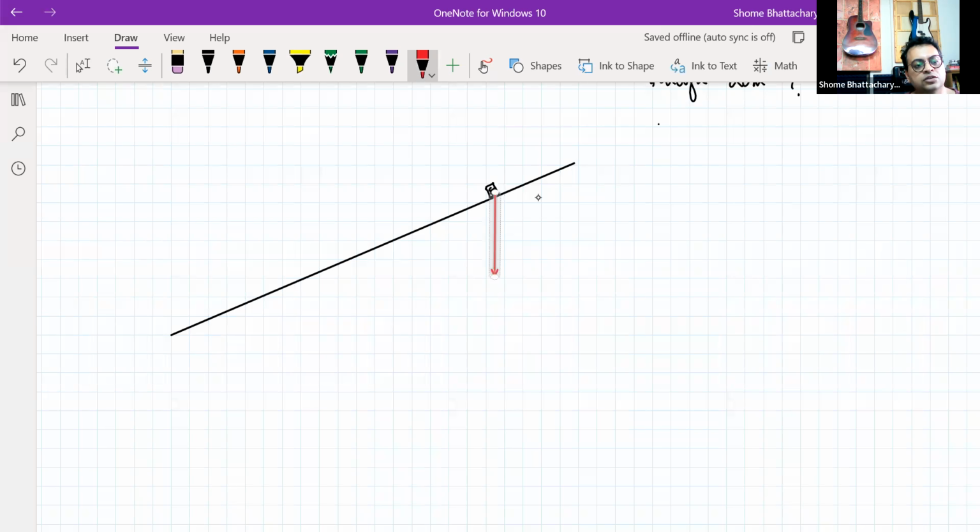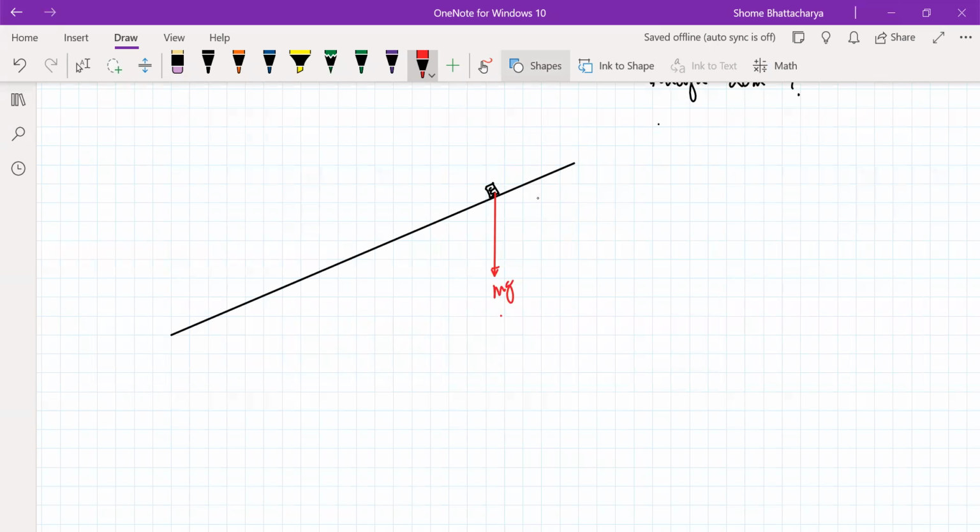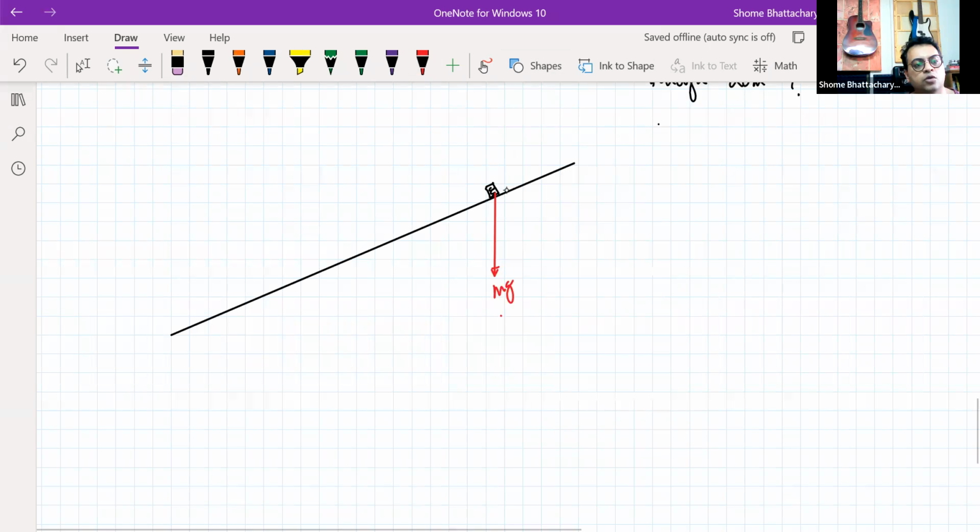So in total, how many forces are acting on this body? 3. 4. Forces, right? Weight, normal reaction, and friction. And friction will be which type of friction? Kinetic friction, because it will start sliding. You can see that mu is less than tan theta. There will be kinetic friction of mu N acting like this. This angle will be theta, the same as this angle here.